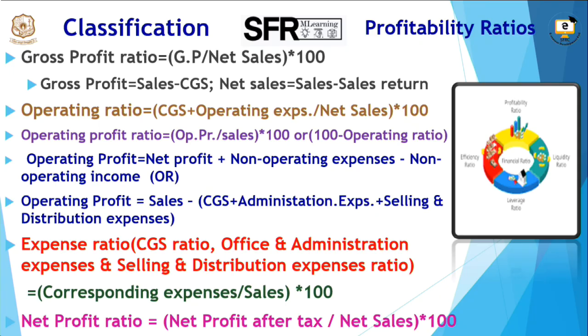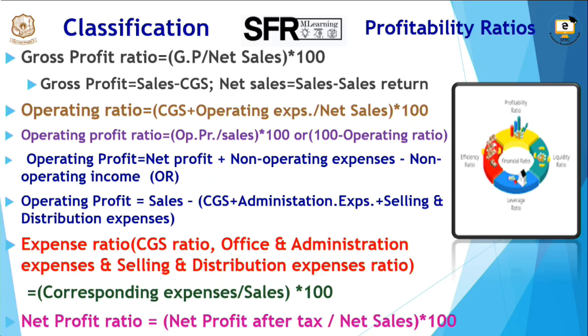Gross profit means sales minus cost of goods sold. Then the second one is operating ratio. Operating ratio establishes the relationship between cost of goods sold and other operating expenses and net sales. It is also taken as a percentage, so we have to convert it by multiplying by 100. So operating ratio is cost of goods sold plus operating expenses divided by net sales into 100.